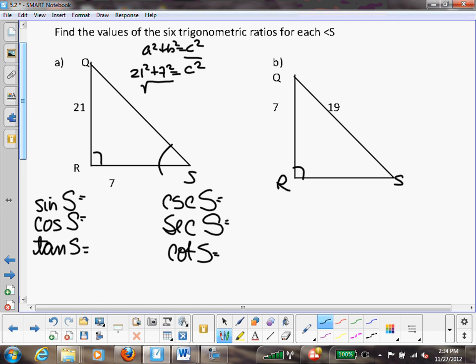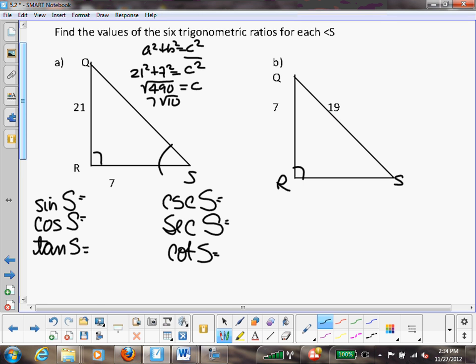What? I'm sorry, Ellen, what? 490. And what is the square root of 490? Oh, so that's not good. So this is 7 root 10. Yes, so c is 7 root 10. If it doesn't come out evenly, then simplify it down.